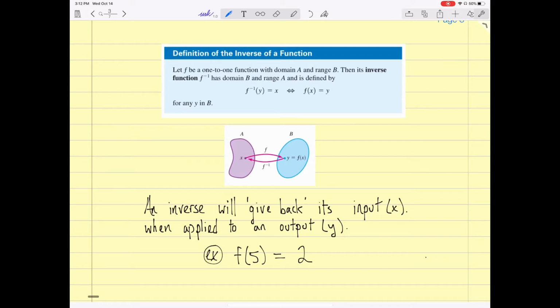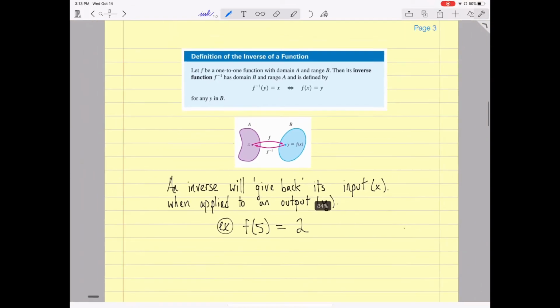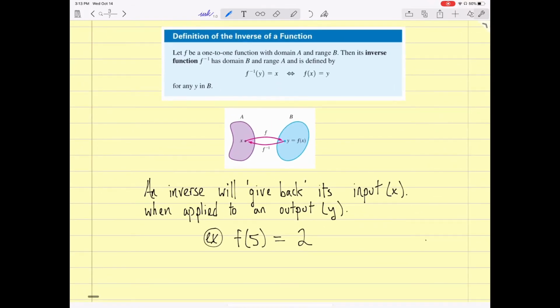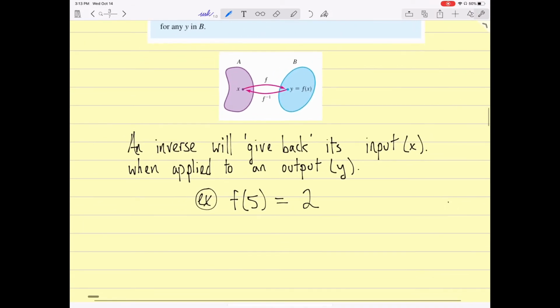And then they give you this Venn diagram with A and B, which I never liked. So in English, this says an inverse will give back its input when applied to an output. Here's an example. These are really simple. If you have a function where you plug a 5 in and it gives you a 2 out, then the inverse, if you were to say f inverse of 2, you would now get a 5 out.